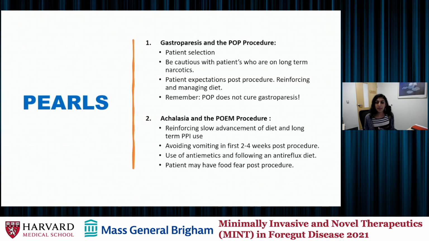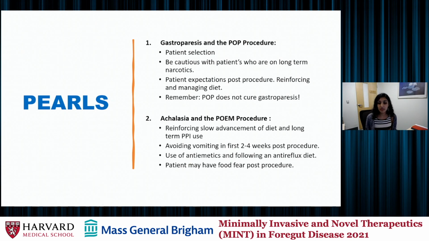So I just want to go through some clinical pearls here with both procedures that we talked about and even their diagnoses as to why we do them. So, gastroparesis and the POP procedure. It is very important that we know who to select for these types of procedures. Again, if they have a history of ulcers, surgeries, or if they're on narcotics, we want to be careful in regards to patients who undergo these types of procedures.